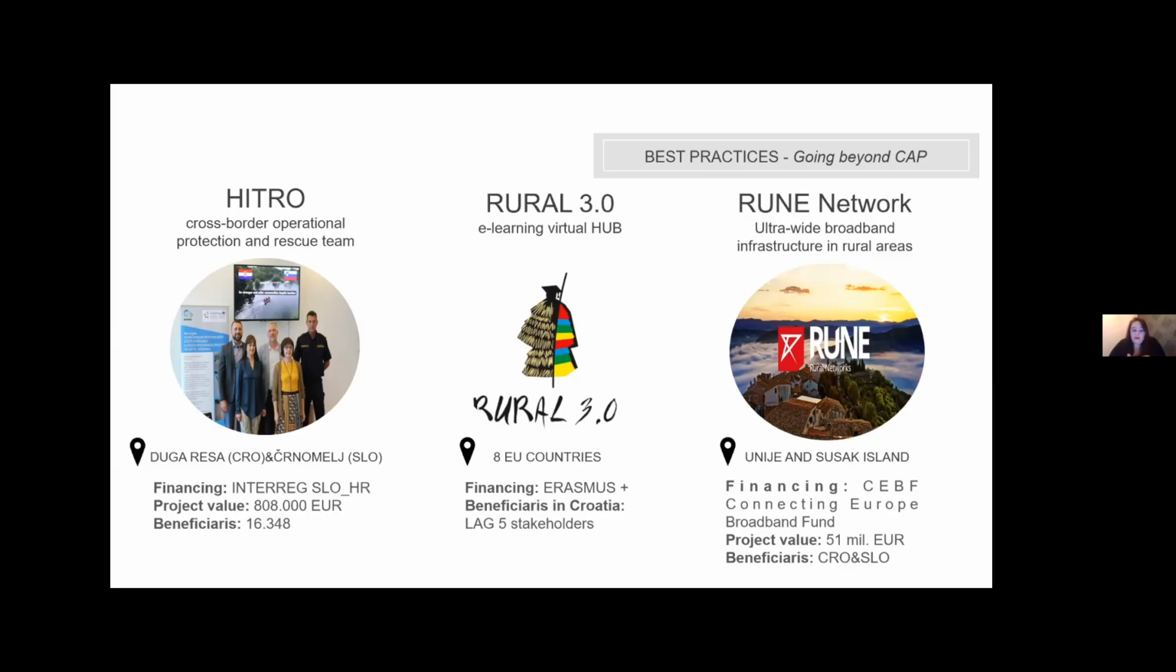And as a way of bringing the rural areas into the 21st century, I'm giving you the example of a network that really made a big impact on bringing us to the 21st century, and it is financed by the Connecting Europe Broadband Fund.